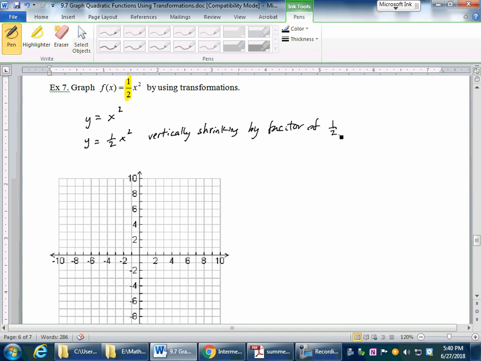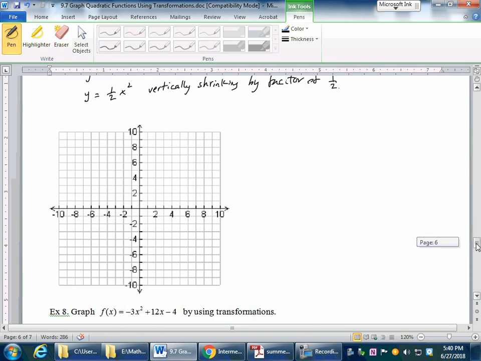So my graph will be right here at 0, 0, 1, 1, and then negative 1, 1, and then 2 will be 4, negative 2 will be 4, and these are my points on the graph, parent's graph. Now let's do the transformation.